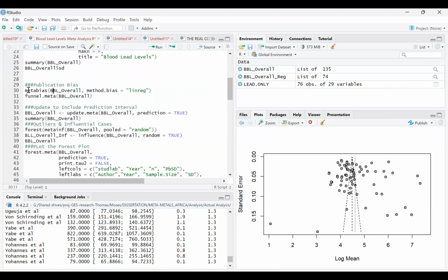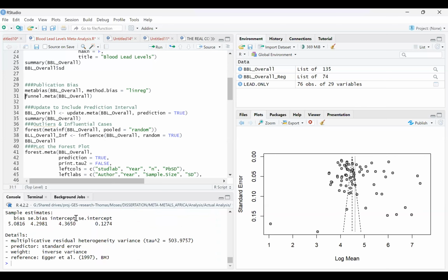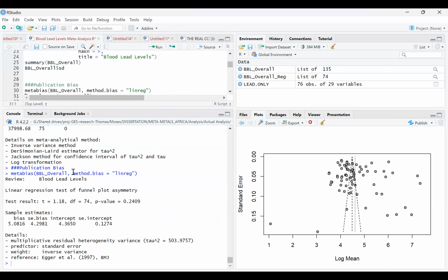It's also very simple in R. Just indicate the function. Metabias is the function in R. Just write metabias, input the model that you ran, then the method. I'm going to use the linear regression method, like linreg. Then you can run your analysis. And then, are you seeing this?